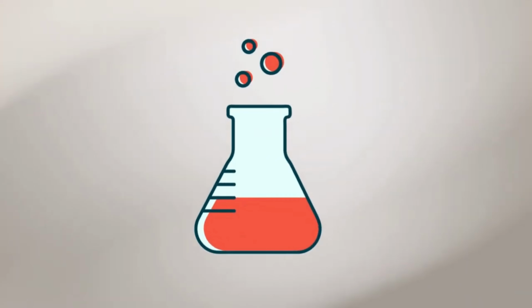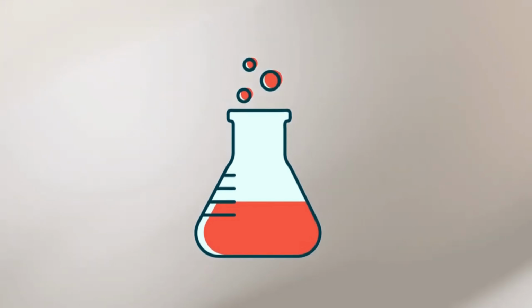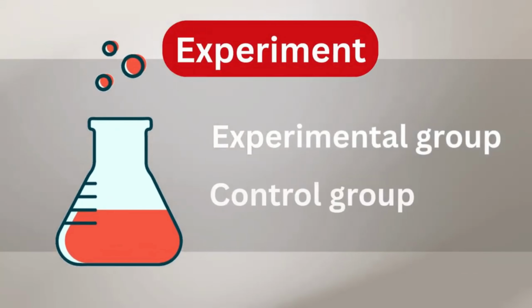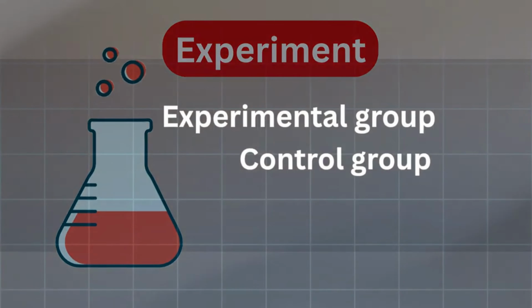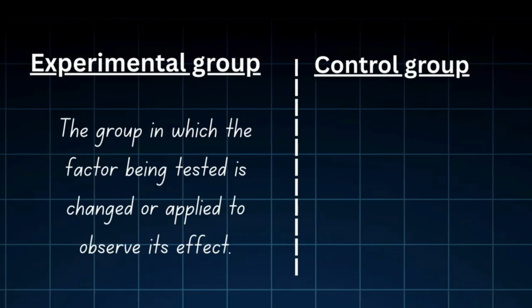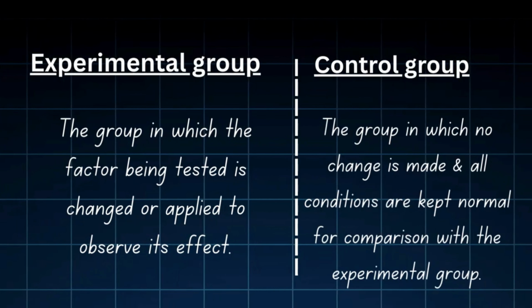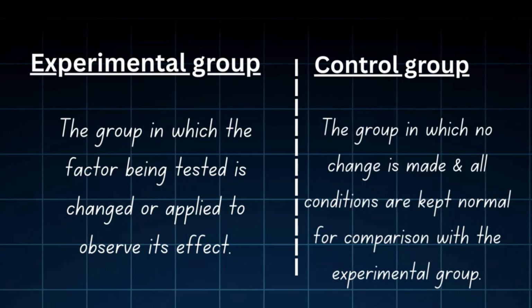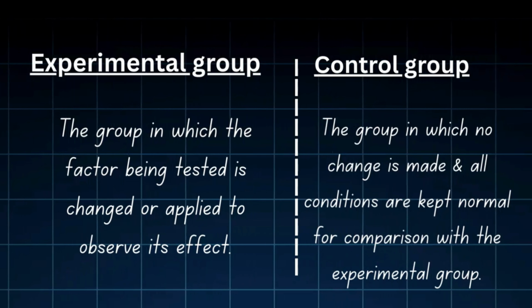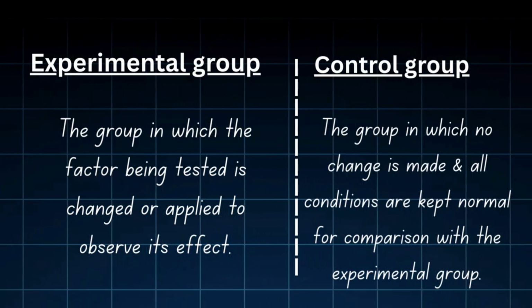To perform a fair test, scientists set up 2 groups, the experimental group and the control group. The experimental group is the one in which the factor being tested is changed. The control group is the group kept at a normal level for comparison. This comparison helps scientists clearly see the effect of the tested factor.